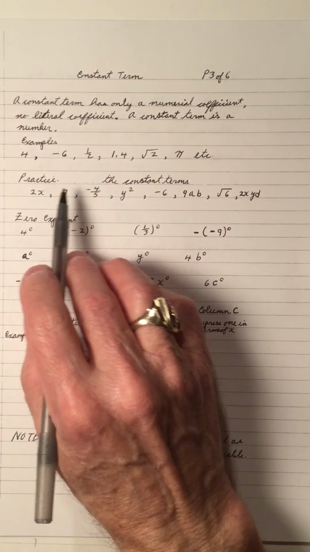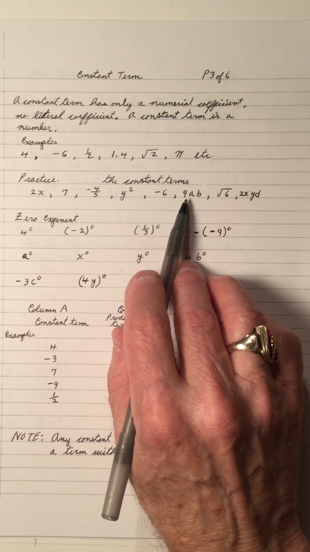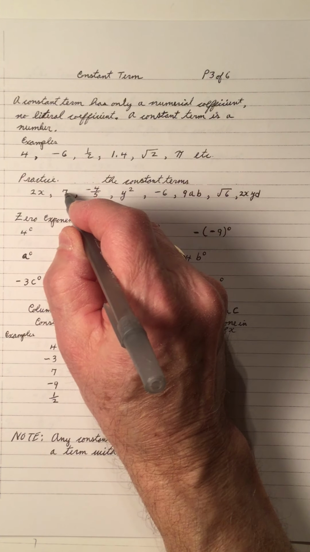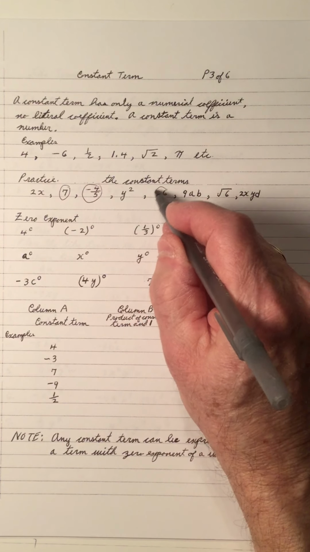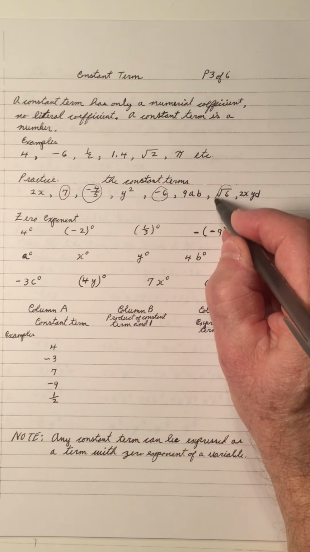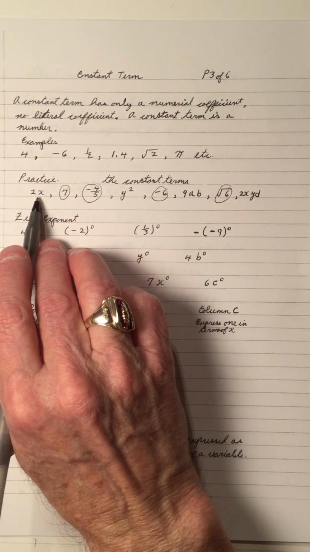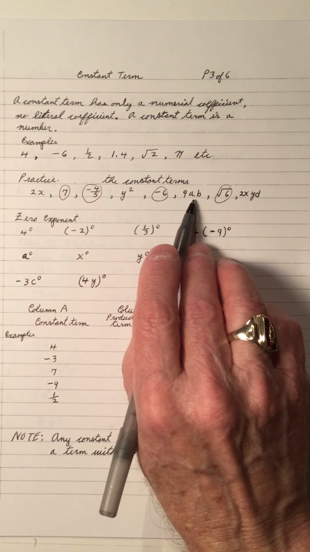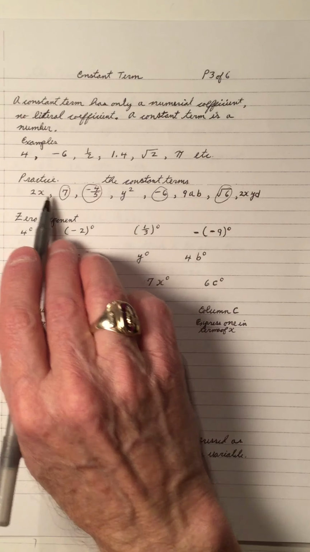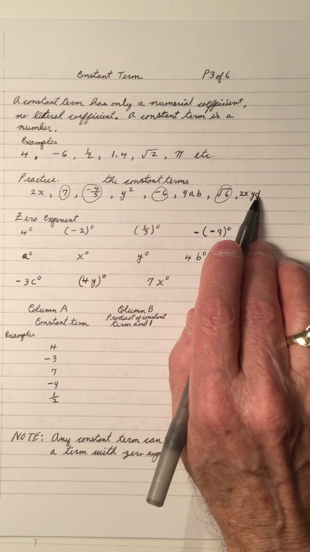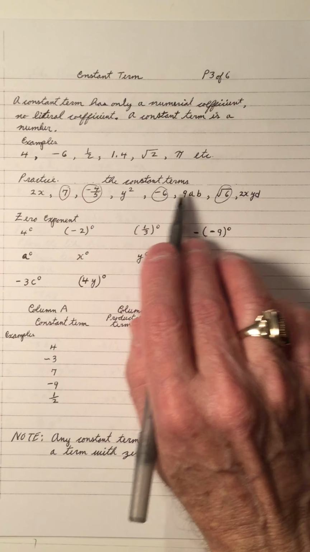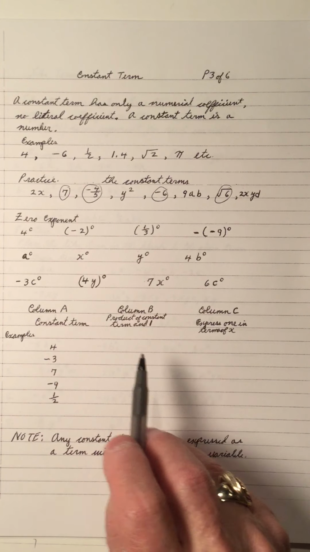Practice. Which ones are the constant terms? Yes, 7. Fraction, yes. Negative 6, yes. Root 6, yes. Notice the rest have variables. Notice x, y squared, ab, xyd. So these are not constant terms. So the constant term is just a number.